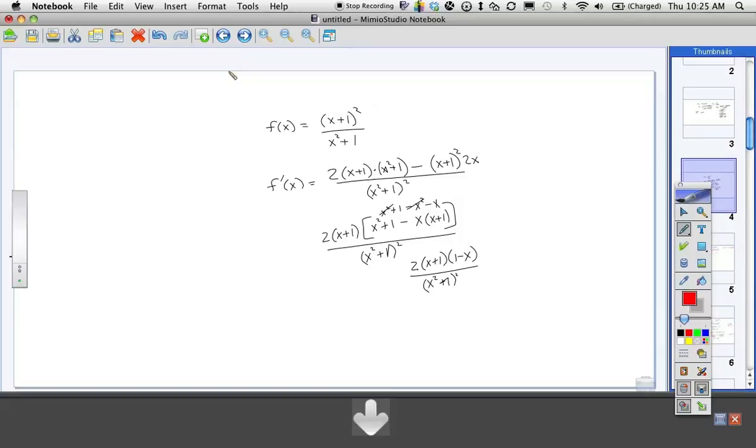Did they FOIL this out then to get, you said 1 minus x squared, or what? It was x squared minus 1. Okay, what they did is this 1 minus x, they pulled out a negative to make it x minus 1. Now to me, that's just rearranging. At that point, that's just rearranging stuff, and that's not that important.